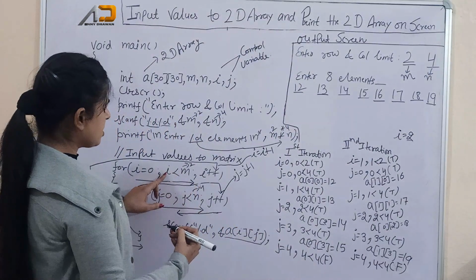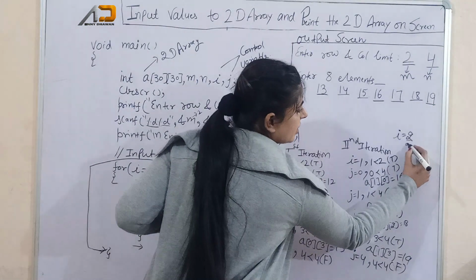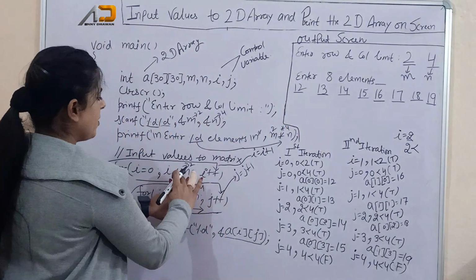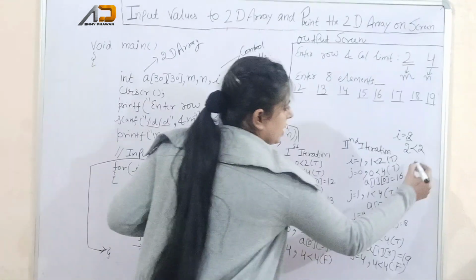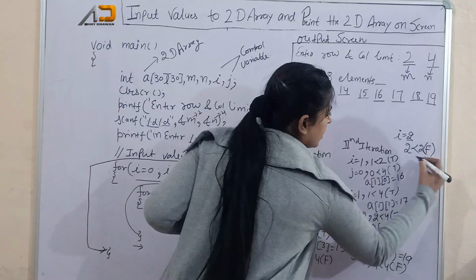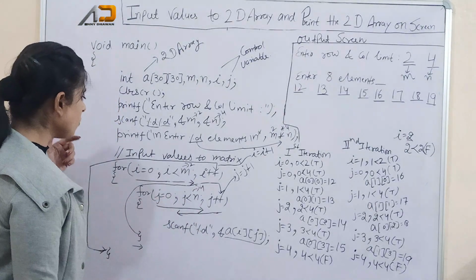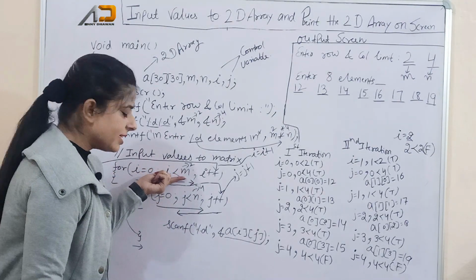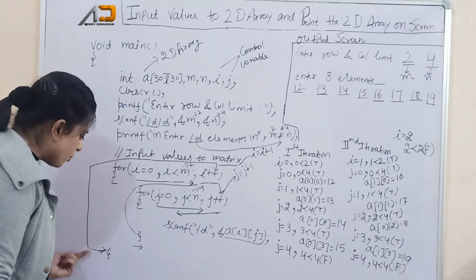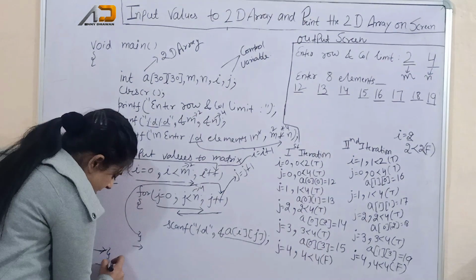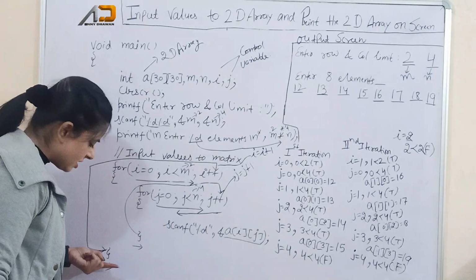Now again check the condition. Is I less than m here? What is I? Is 2. What is the value of m? 2. Is 2 less than 2? No, it's false. The condition is false here. Now, what will happen here now? Because the condition is false here, now the control will come out of this for loop and start executing the next instruction in the sequence.